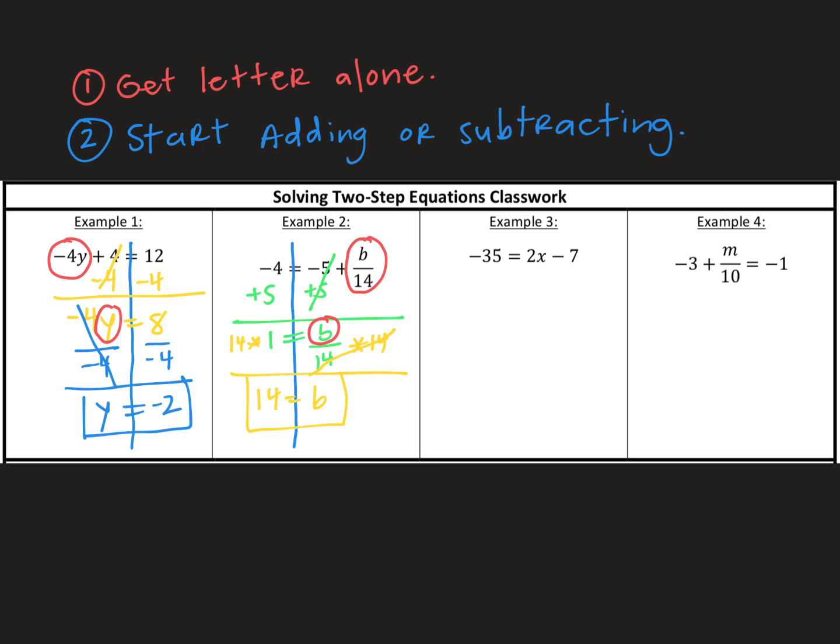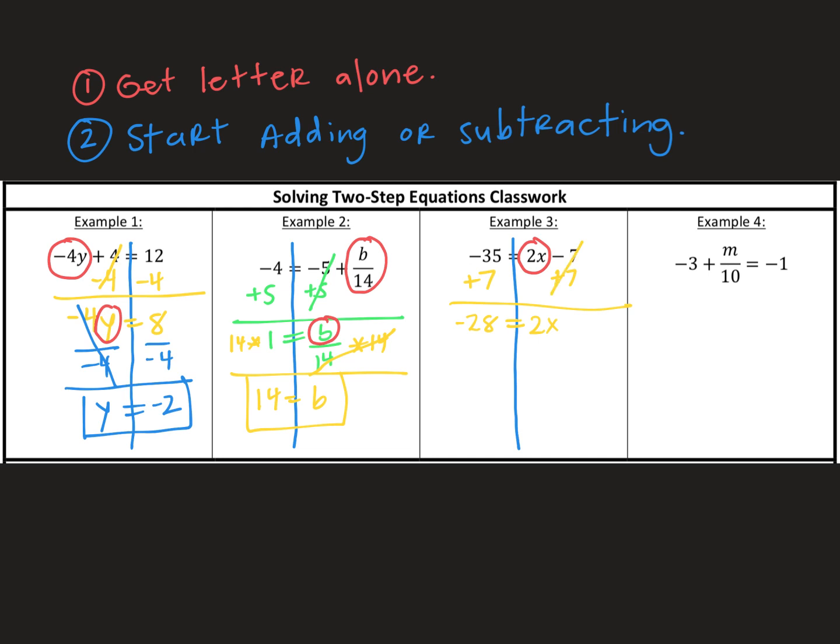Moving on to example 3, we have negative 35 equals 2x minus 7. Again, we're going to start by drawing our line through our equal sign. Anything I do on one side of the line, I have to do on the other. And then I'm going to circle my variable. We want to get that alone. So I notice we have minus 7 next to it. So in order to undo my subtraction, we're going to add 7 to both sides. When we do that, negative 35 plus 7 is negative 28. Equals 2x, and then my 7's canceled out.